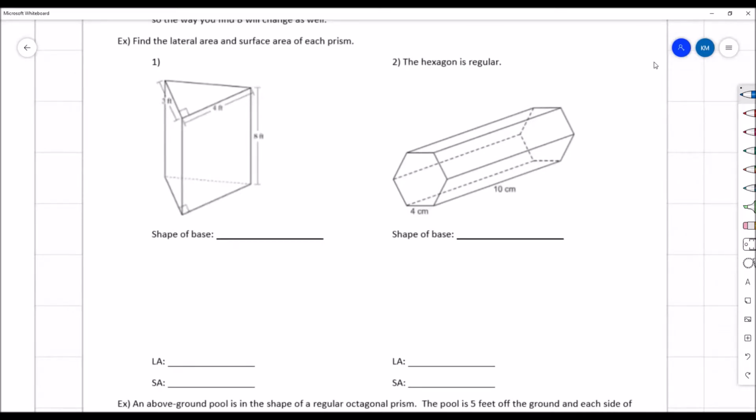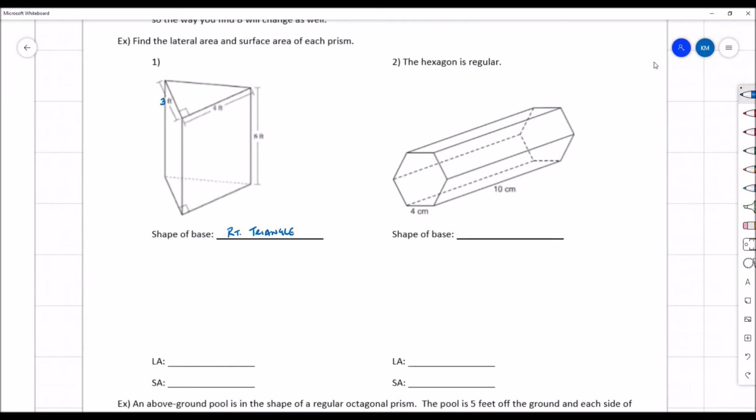We have a triangular prism. That is number 1. All right, so we have a triangular prism where we have a right triangle as our base. The shape of the base is a right triangle. So they're asking us to find the lateral area and the surface area.